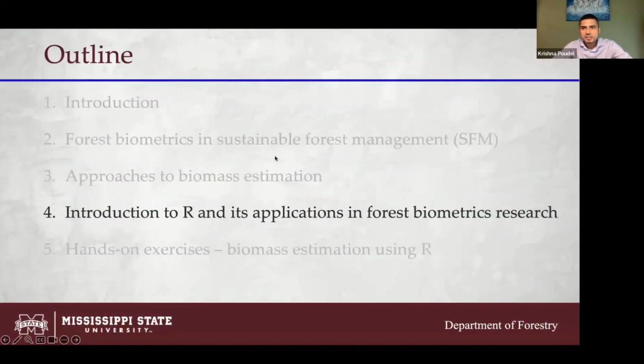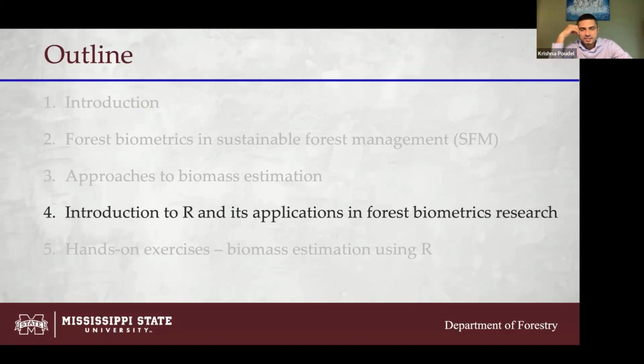Okay, so I think that's all about the biomass estimation, the concept and what we did, what I have done in the past. Next is an intro to R and its application.